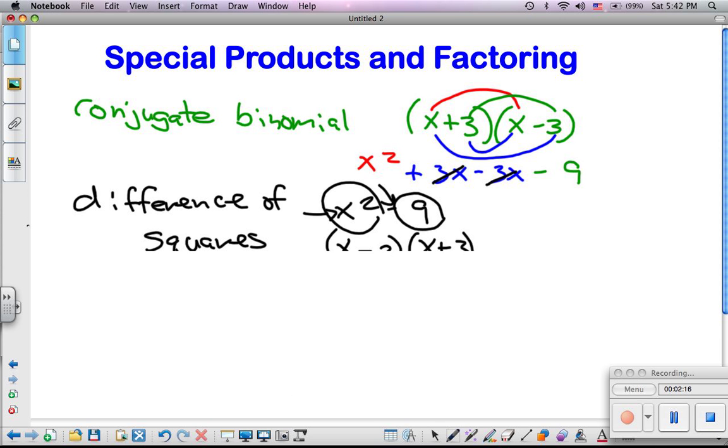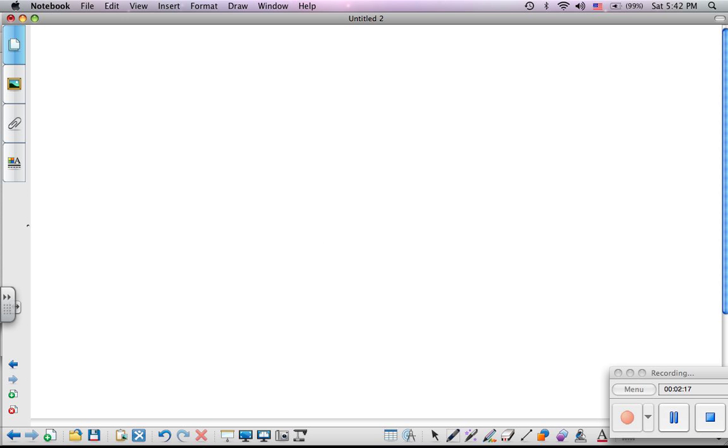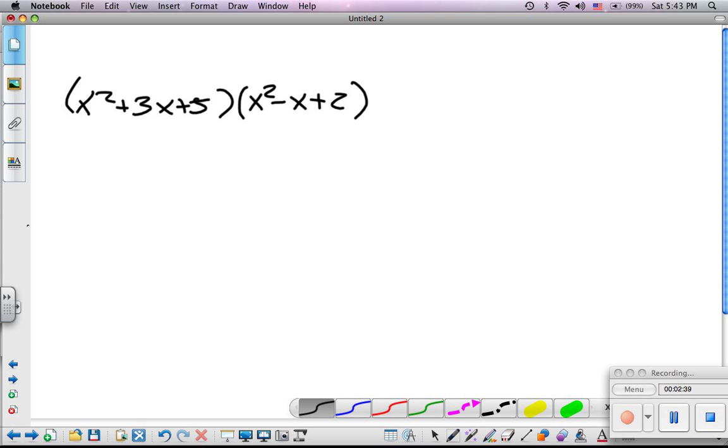So let me start a new page. So in more general terms, if we're multiplying any two polynomials together, so we could have like x squared plus 3x plus 5, and let's multiply that by x squared minus x plus 2. Okay, so what we want to do now is multiply every term by every other term. So I'm going to take this x squared, multiply it by x squared, and also multiply it by a minus x, and multiply it by a 2.